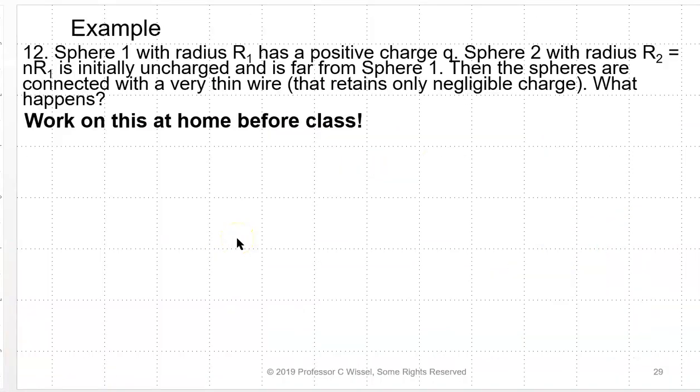Sphere 1 with radius r1 has a positive charge q. Sphere 2 with radius r2, which equals n times r1, is initially uncharged and is very far from sphere 1. Then the spheres are connected with a very thin wire that retains only negligible charge. What happens?